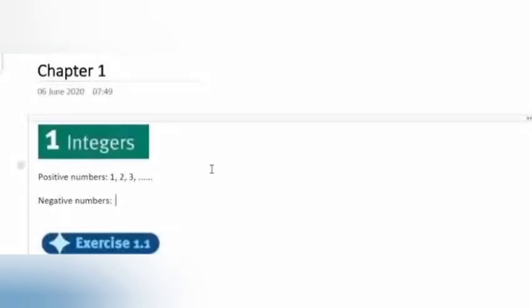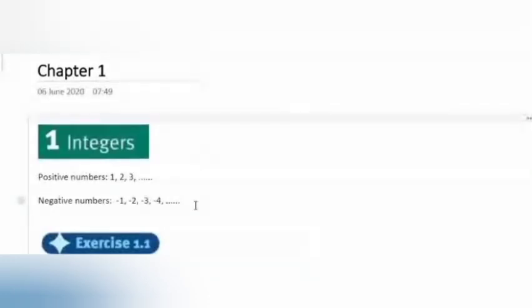The numbers starting from -1, -2, -3, -4, etc. So there is no end for the negative numbers and there is no end for the positive numbers.